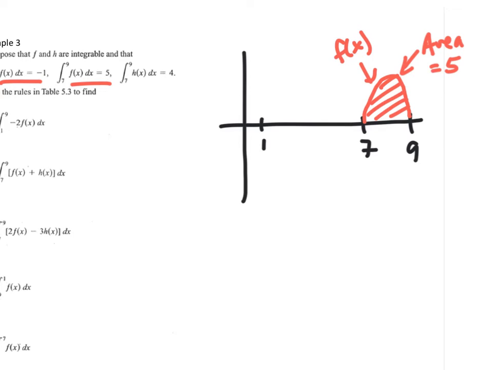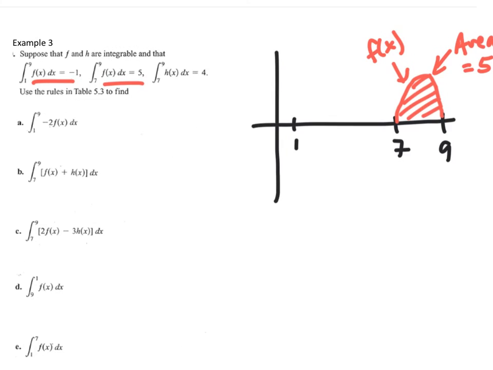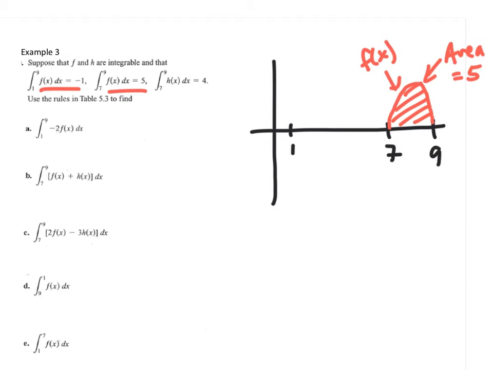Now, they went ahead and gave us this other condition that the integral from 1 to 9, so that includes 7 to 9, is negative 1. So wait a minute. What you're telling me here is that if I add up all the area of this function from 1 to 9, it's going to end up being negative.